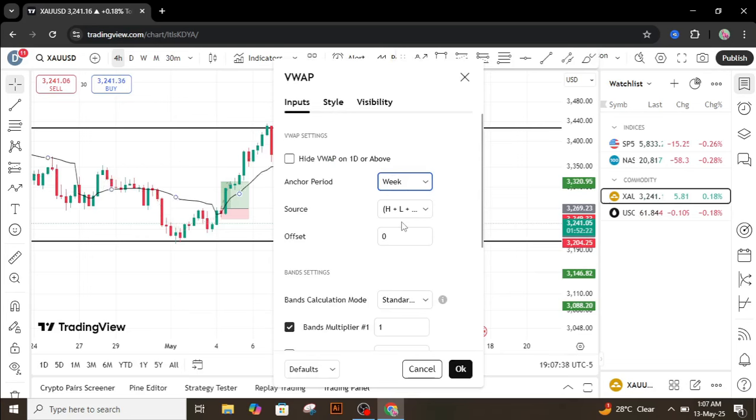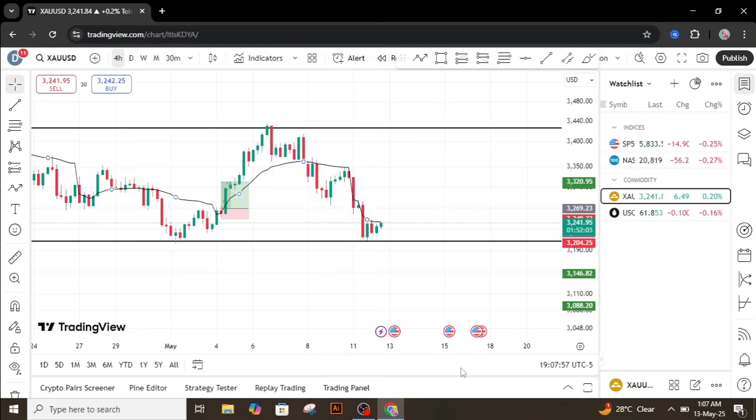Okay, what you are doing basically is telling the indicator to calculate the price and volume of the market within that week. Okay, within the trading week. So that is basically what I want to know as a swing trader.